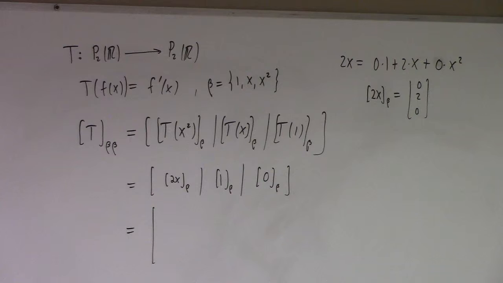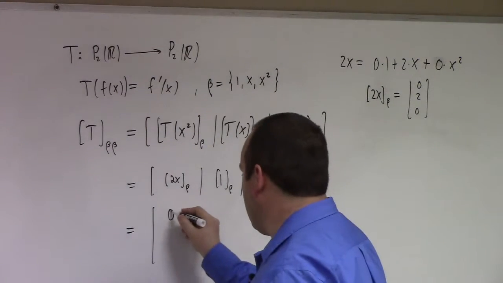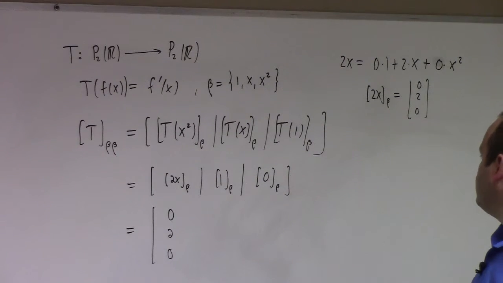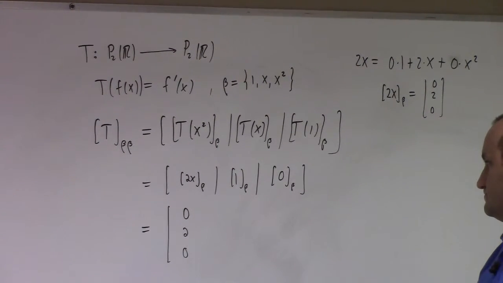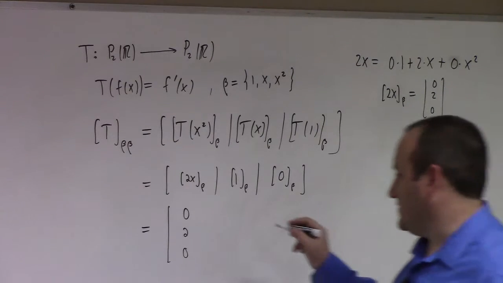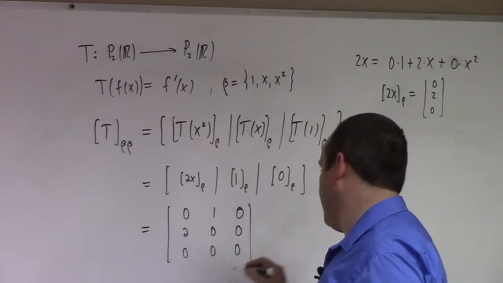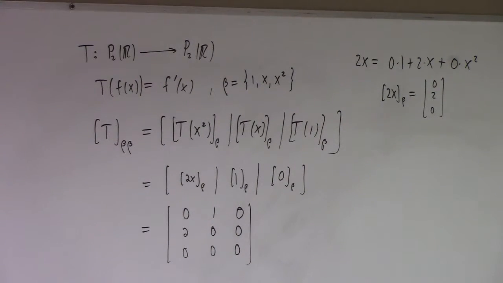That's my thought process, right? Remember what the coordinate vector is. We rip off the coefficients from the linear combination which builds the vector in question with respect to the basis in question. So what I got is 0, 2, 0. Can you guys tell me what the second column is? One, 0, 0, okay. And the third column, of course, is zeros. And there you have it.